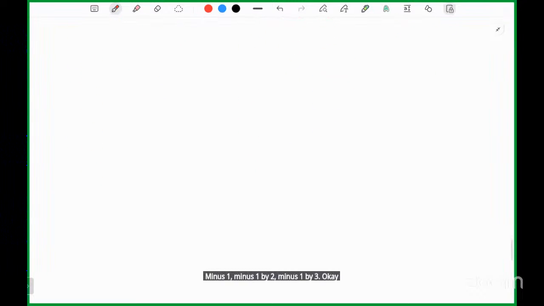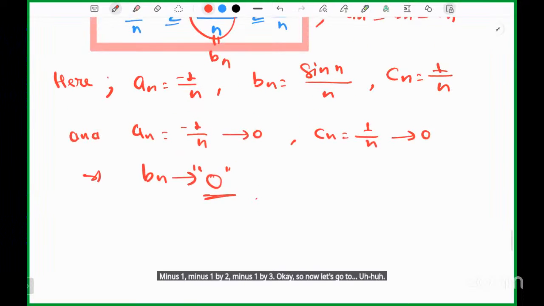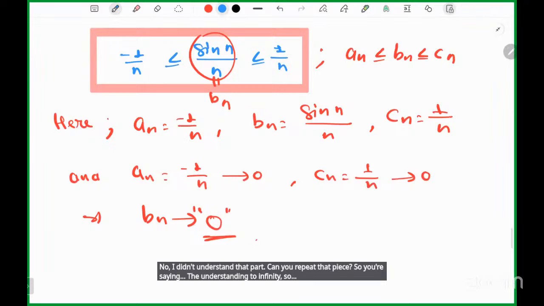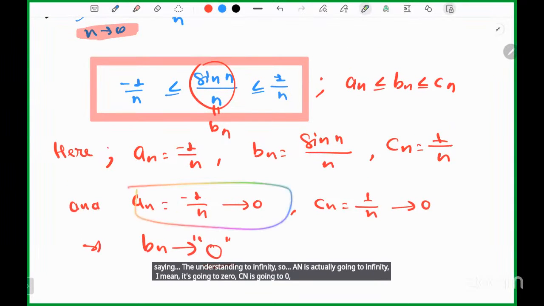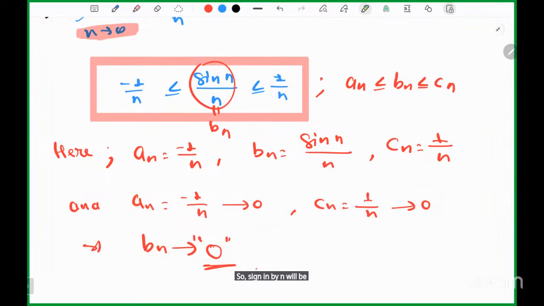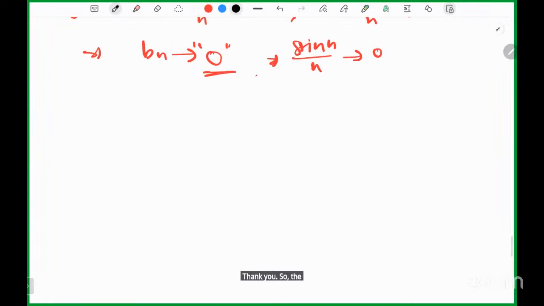I didn't understand that part. Can you repeat that, please? See, you're saying n is tending to infinity, so an is going to 0, and cn is going to 0. That much I understand. So sin n by n will be 0, if n tends to infinity? Yeah, right. As n goes to infinity, sin n by n is 0. Okay, got it. So sin n by n goes to 0.